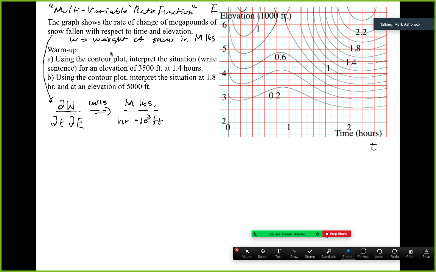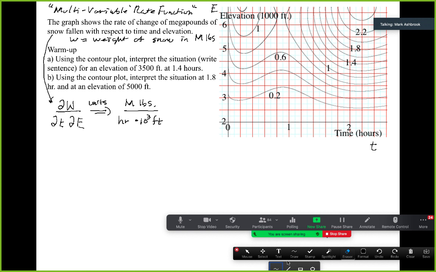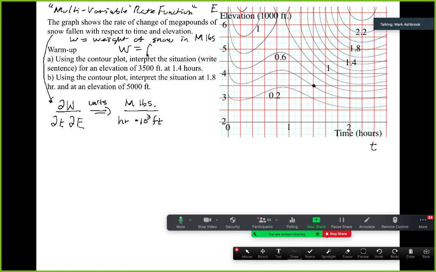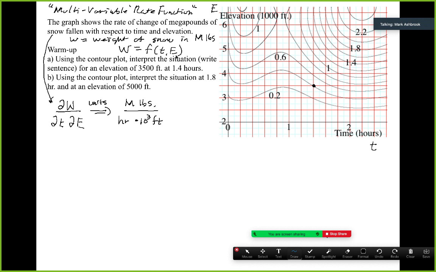Okay, so let's just do a couple of practice problems here. Using the contour plot, interpret the situation for an elevation of 3,500 feet, and 1.4 hours. So here's 1.4 hours, 3,500 feet. So we get this point right here, and to get the value of the function, you look at the contour lines, and so this is 0.2, and this is 0.6, so this one is 0.4. So for part A, we'll call the rate function W equals F of T and E. So we get the quantity W weight from the function F, and we know that function F is the rate function.